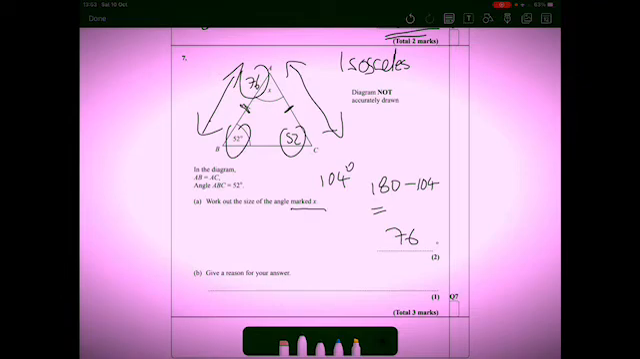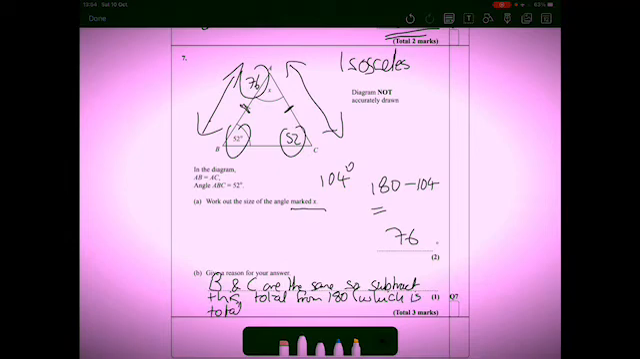Once we've found that angle there, it would be a simple matter of putting what we've just done into words. B and C are the same, so subtract this total from 180, which is the total of all angles.